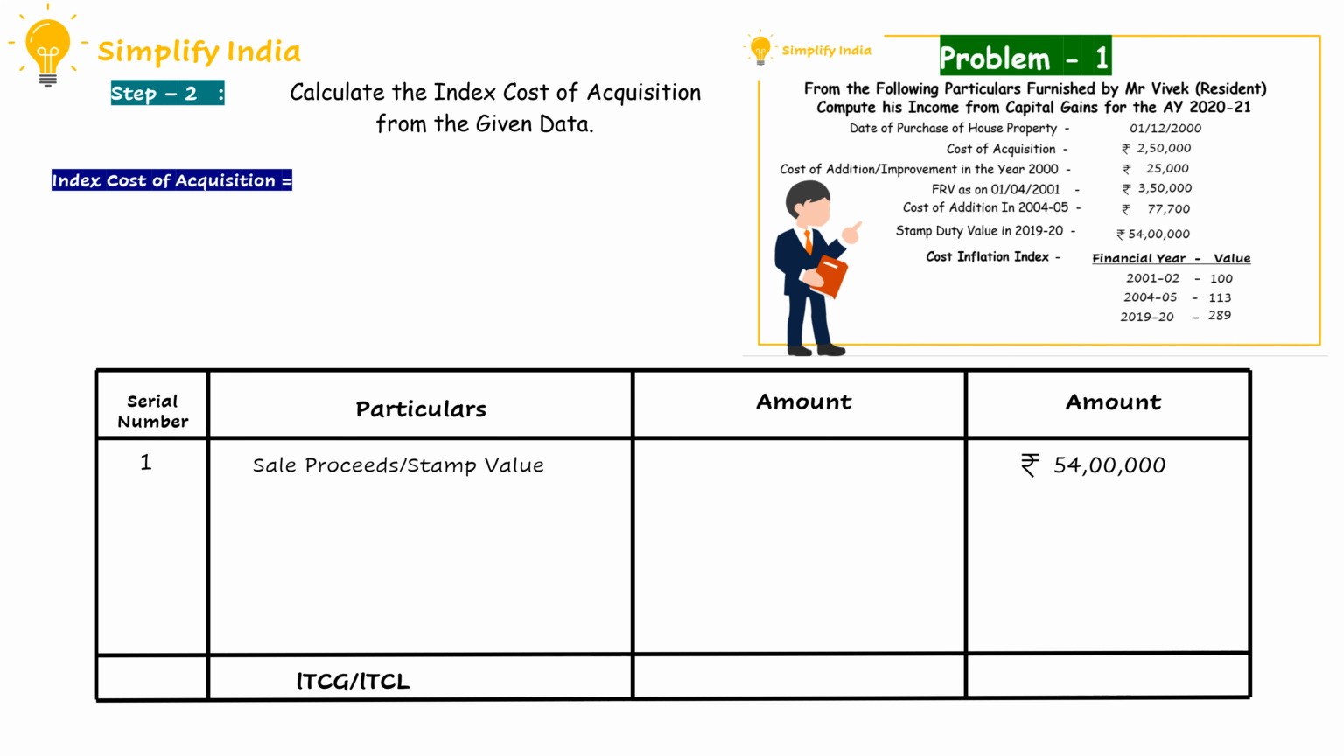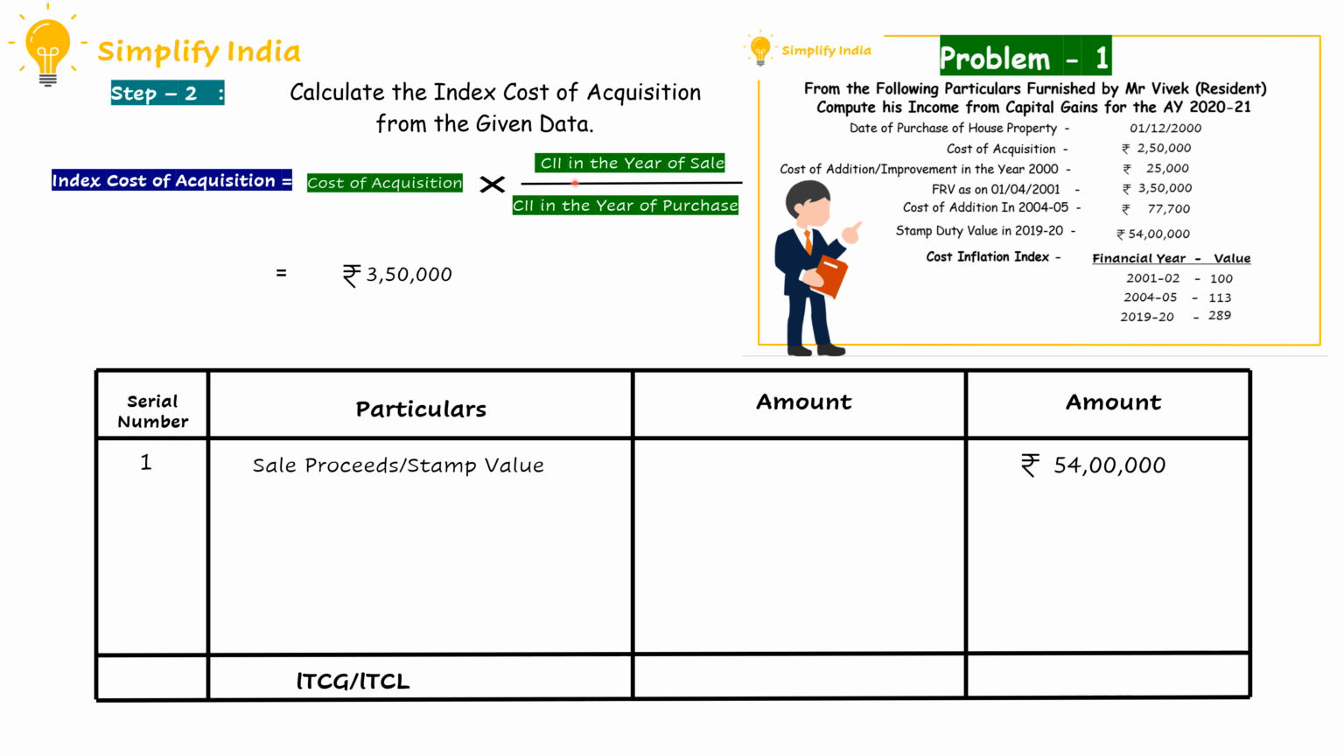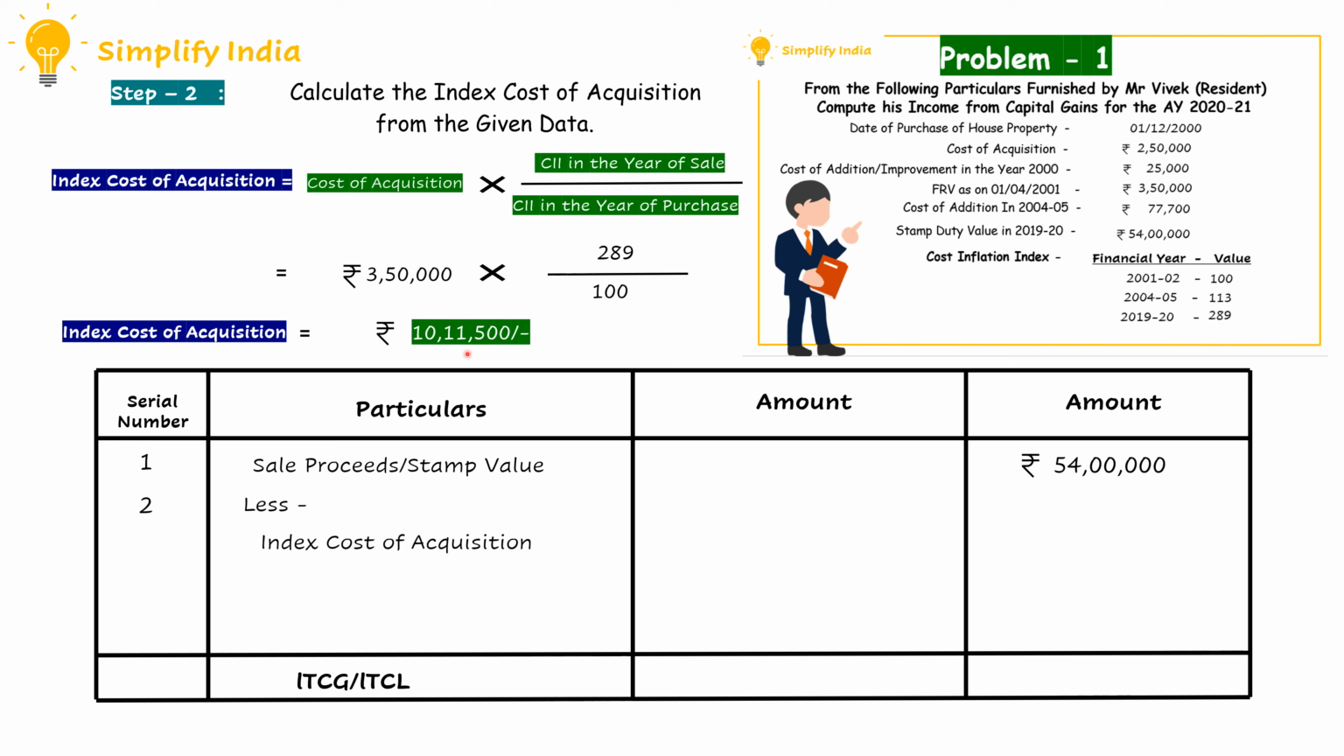So the formula for calculation of index cost of acquisition is cost of acquisition into CII value in the year of sale divided by CII value in the year of purchase. So cost of acquisition, that is rupees 3,50,000 into CII value in the year of sale, that is in the year 2019-20, which is 289. And the CII value in the year of purchase, as the asset has been purchased before 1st April 2001, will always be 100. So when we calculate rupees 3,50,000 into 289 divided by 100, we will get the cost of acquisition of rupees 10,11,500. So we have to substitute the same amount in the format.